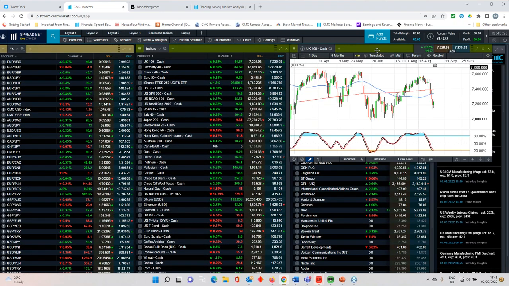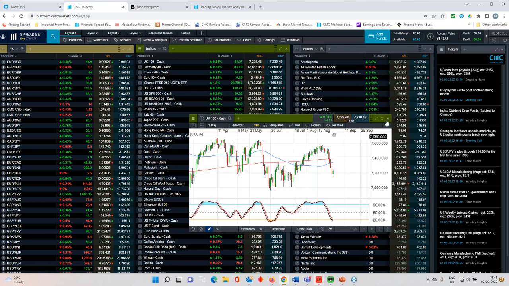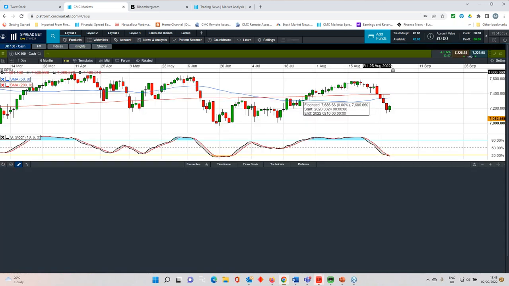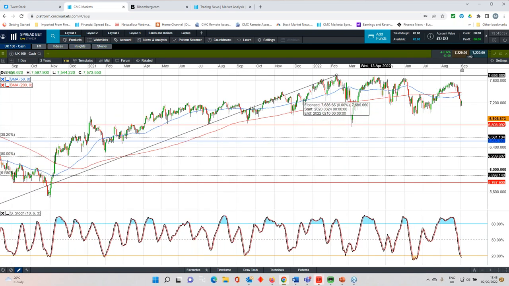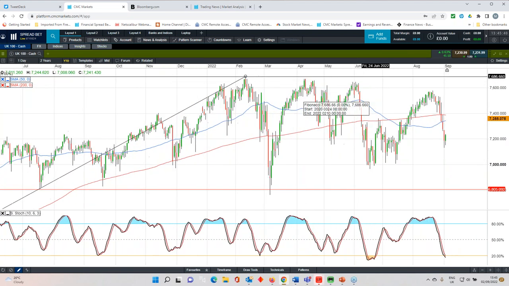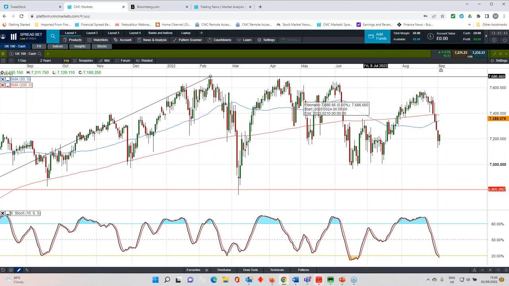FTSE 100, talked about that a little bit. We're very much in a range on that, so I don't expect to see that dropping sharply. If you look at the way that it's traded over the past 2 or 3 years, or the last year or so, it's been a range, and I expect that to continue going forward.